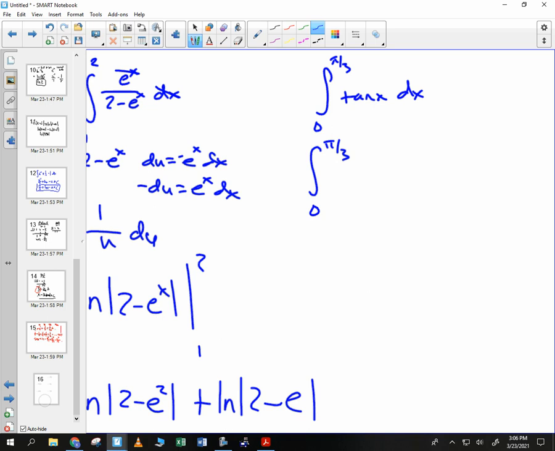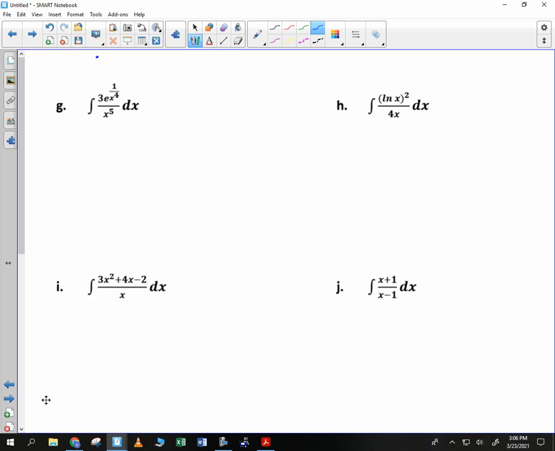As we move forward, let's look at two that are a little bit more complicated. This one looks extremely complicated until I rewrite it as 3x to the negative 5th times e to the x to the negative 4 dx. So notice this 1 over x to the 4th is the same as x raised to the negative 4th power.